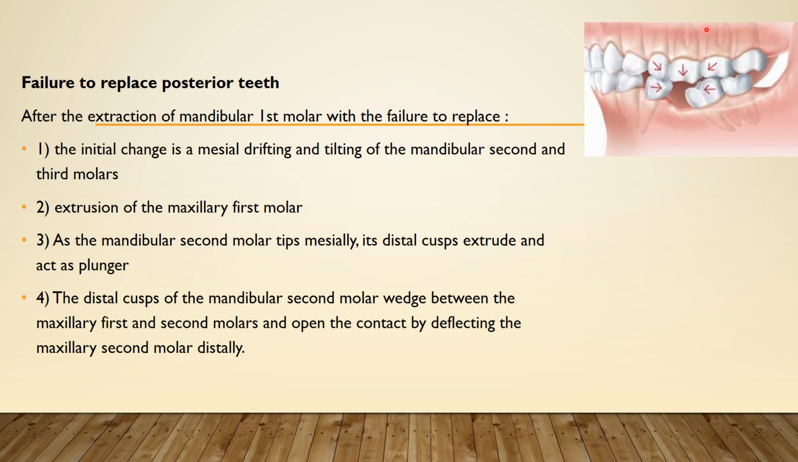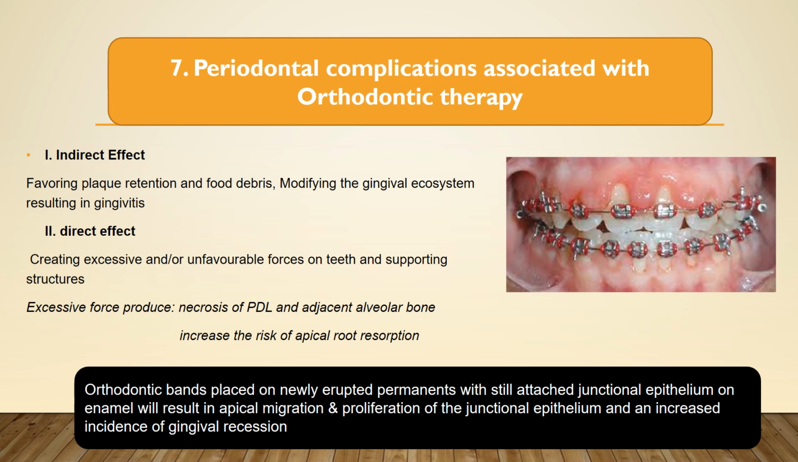So this is very clear from this picture how occlusal disharmony leads to food impaction, then to gingivitis, and finally to periodontitis. Then coming to periodontal complications that are associated with orthodontic therapy, there can be an indirect effect or a direct effect.